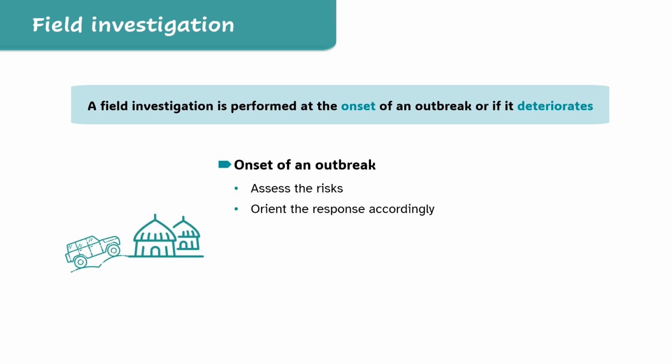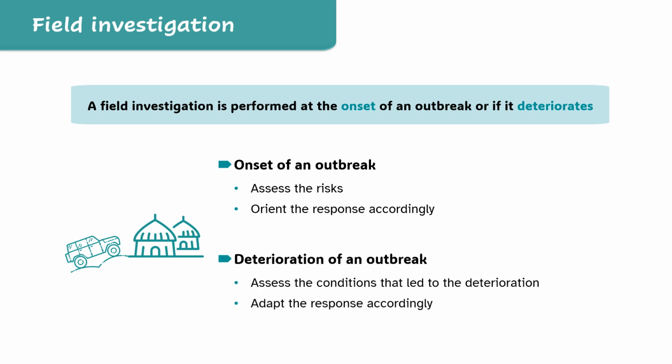Regarding field investigation, it should be undertaken at the onset of an outbreak and if a deterioration of an outbreak is detected. At the onset of an outbreak, the findings of a field investigation are critical to assess the risks and orient the response accordingly. If a deterioration of an outbreak is detected, the findings of a field investigation are insightful to determine the conditions that led to the deterioration and adapt the response accordingly.